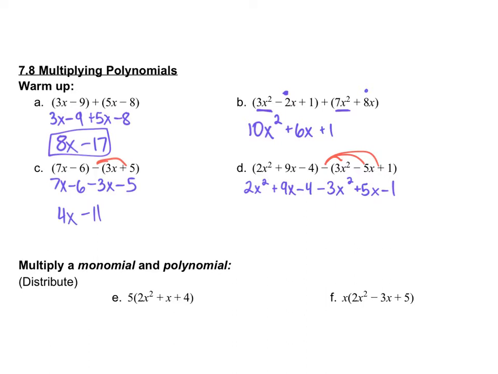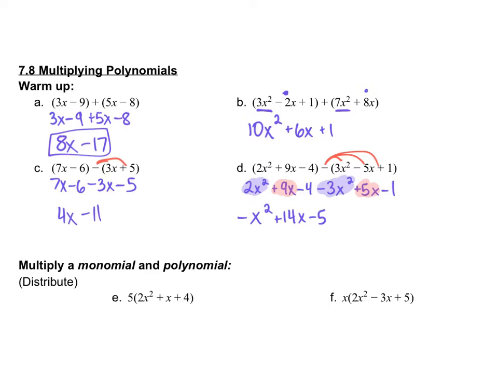All right, so combining our like terms, 2x squared, negative 3x squared gives me negative x squared. Then I have a positive 9x and a positive 5x. All right, so that gets me plus 14x. And then lastly, the negative 4 and the minus 1 gives me a minus 5. All right, so we are just simplifying, adding these together, and combining our like terms.